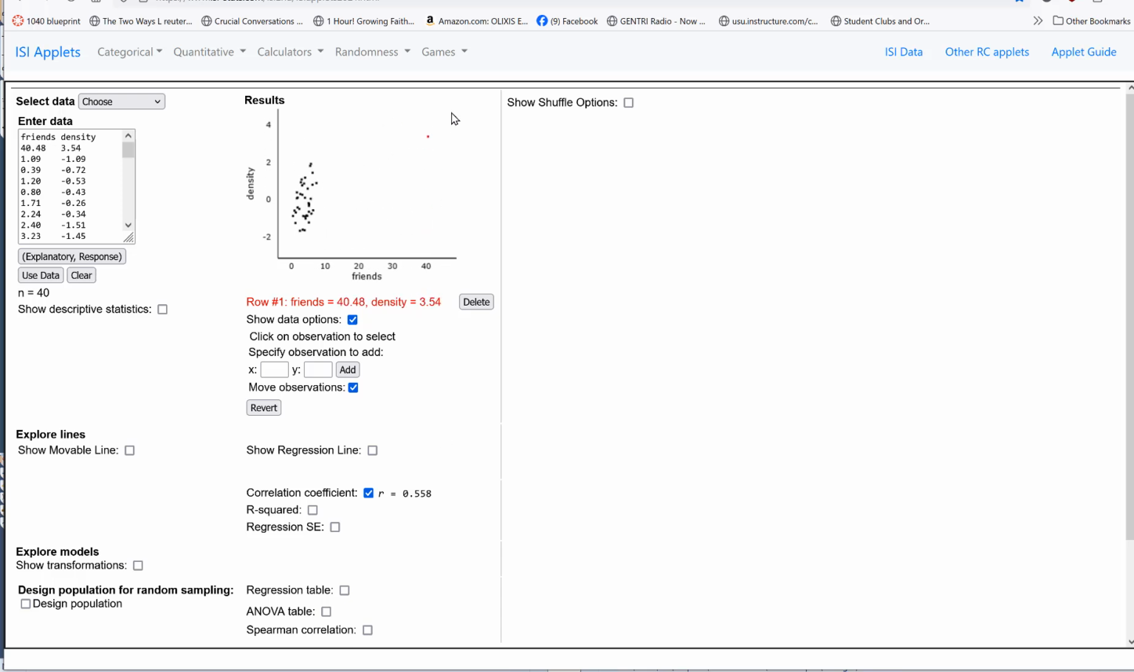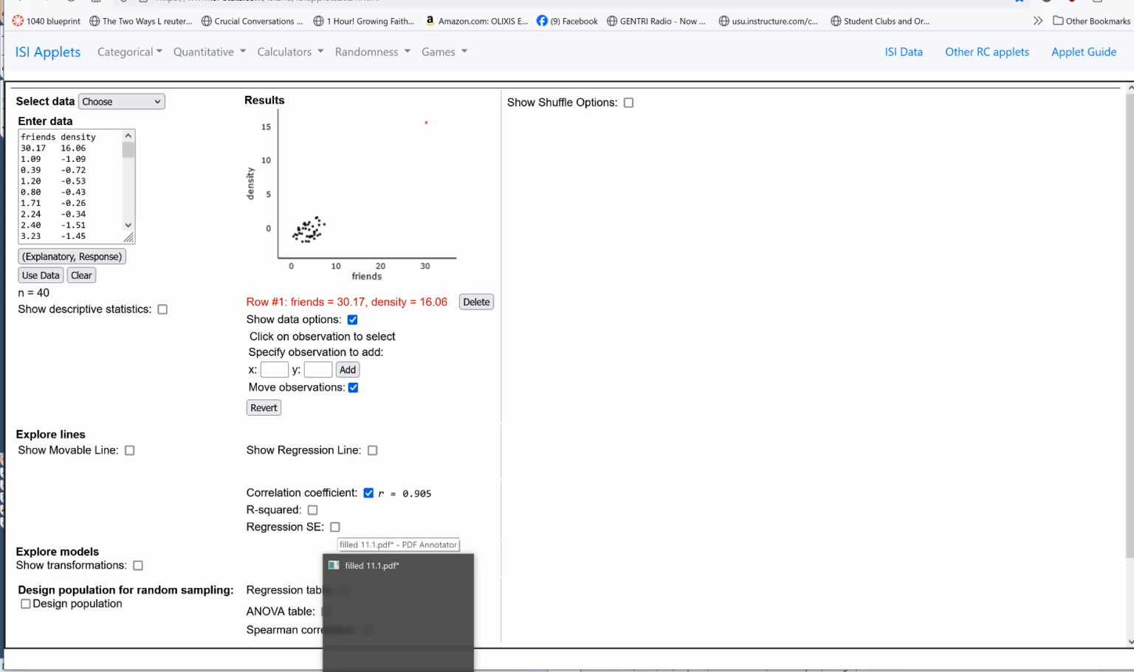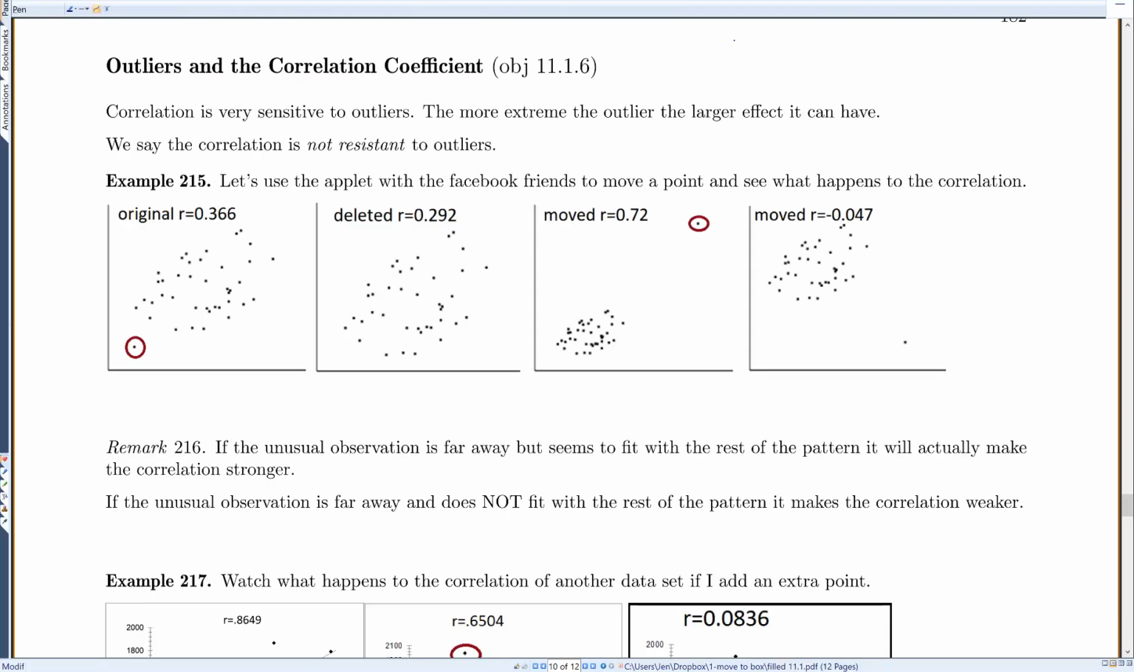Or I could try to put it so it fits with the data. If I put it like this, notice now my correlation jumped all the way up to 0.9. Because if I put it way out here, it thinks it's with the pattern and it makes it look like a really skinny football by the time you have all of those points and this one way out there. So I could make my correlation go from almost 0 to almost 1 just by moving 1 point. And that's really what we want you to remember, is that just 1 point can completely change your correlation.